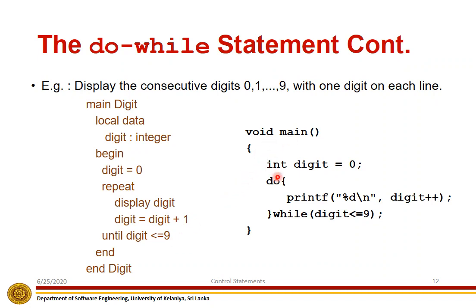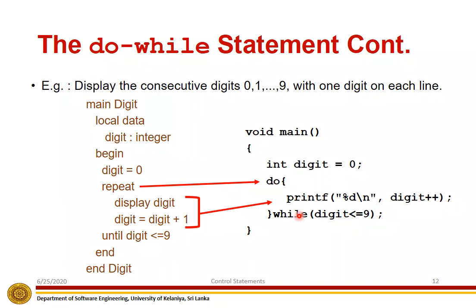Void main, and declare and initialize the variable, int digit equals 0. Then for the repeat we can use do, and I have given one statement instead of these two statements: printf, percentage mark d and new line character, and digit plus plus. I have increased the digit here, not in the next line. You can use two lines here, printf and digit, and on the next line digit plus plus, but I have used one statement here.